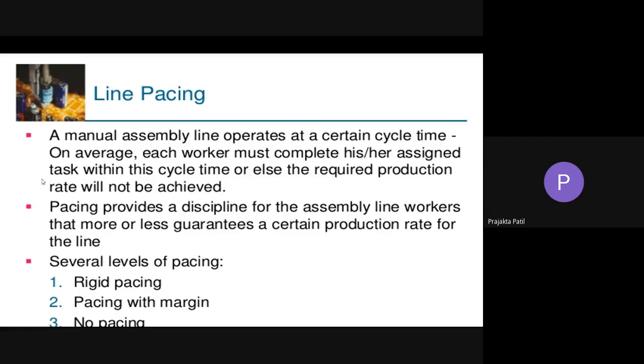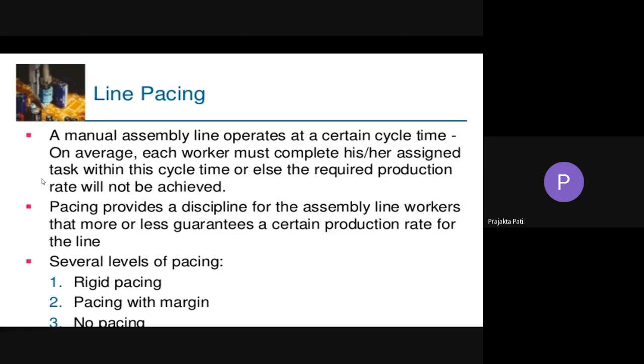But with respect to the manual assembly line, how it is applied is that there is a certain cycle time which is assigned for every task to be completed. Whatever task is given to that person, if it's a manual assembly line, that person needs to perform that task within the given period of time in order to achieve a certain production rate. So pacing basically provides a discipline for the assembly line workers that more or less guarantees a certain production rate for the line. As we already know, till now we have studied all these measures of performance, and production rate is one of the important measures of performance.